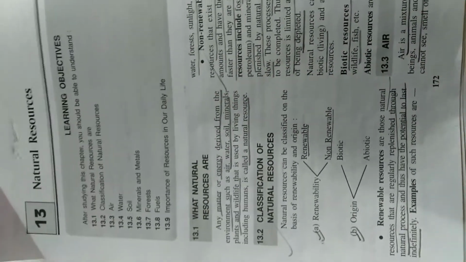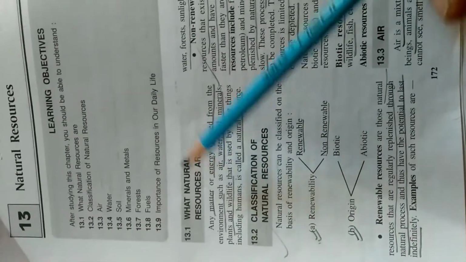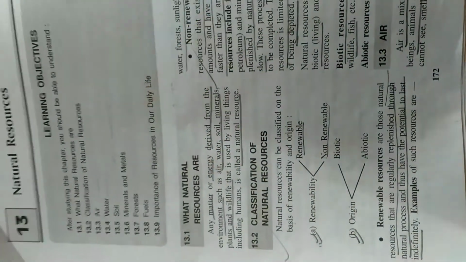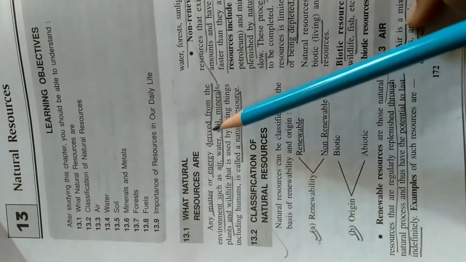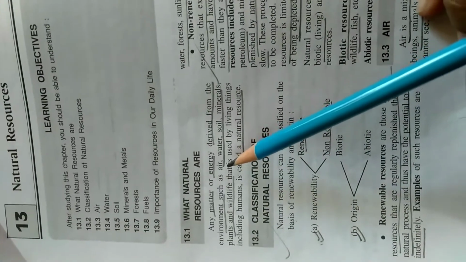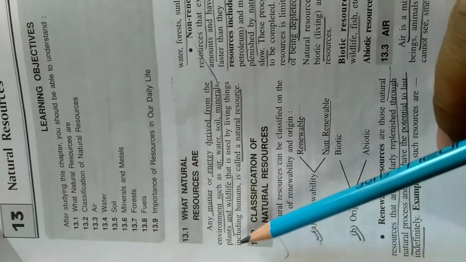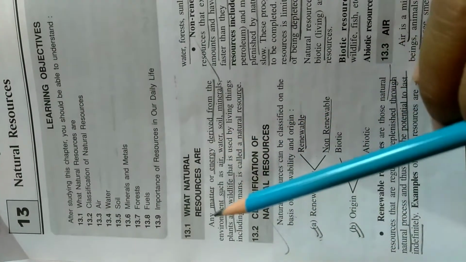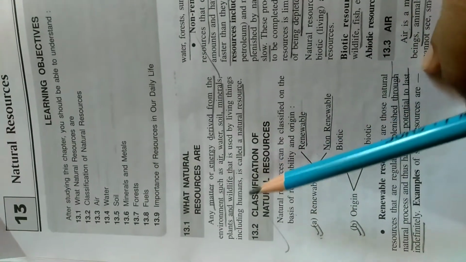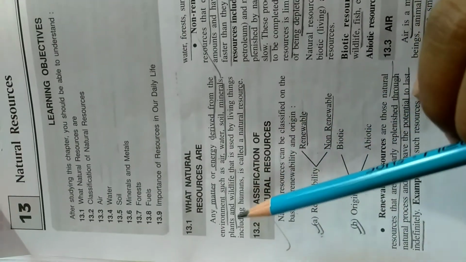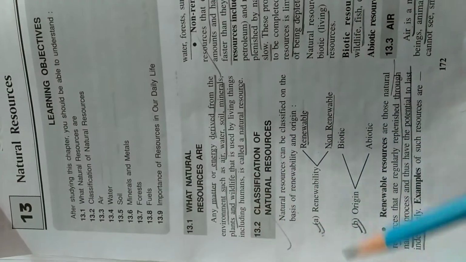So first of all, we are coming to the meaning of natural resources. As the name suggests, natural resources means something coming out of nature. All the matter or energy that we get from the environment, either from air, water, soil, minerals, plants and wildlife, these are all known as natural resources, and they are used by living things, including humans and all the wildlife. These natural resources are not only used by human beings but also wildlife and plants.